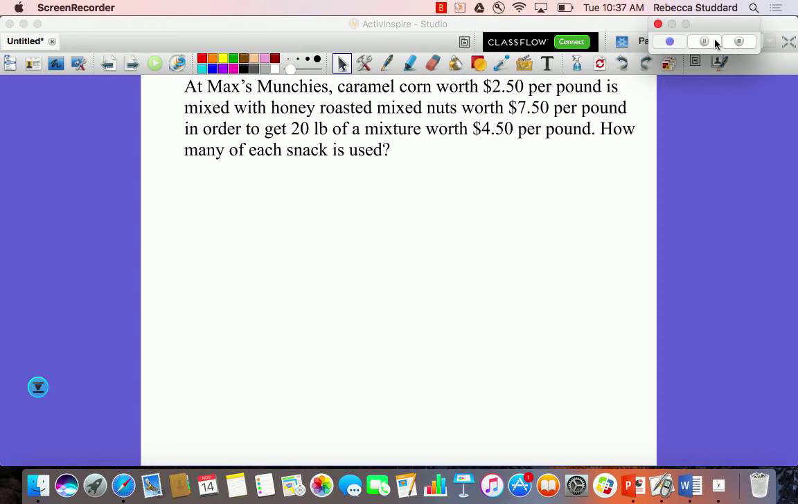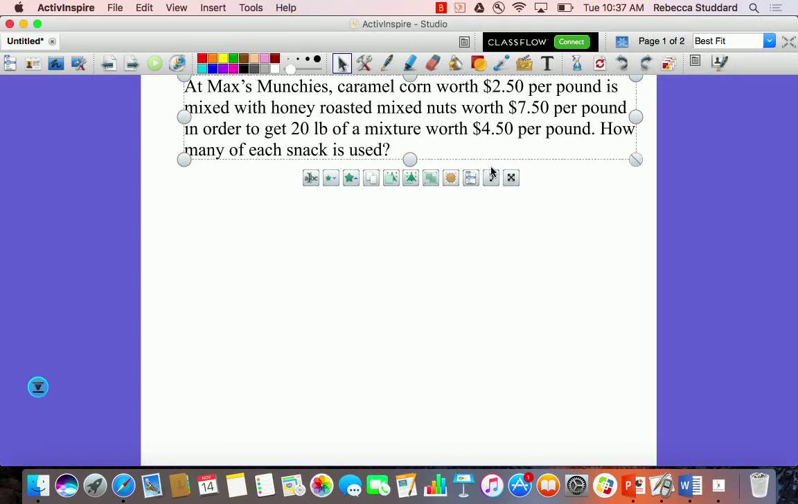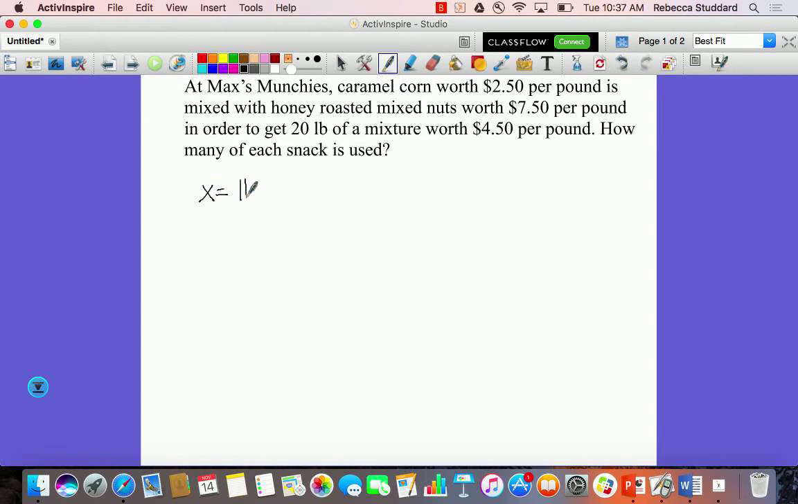Okay, now let's do this problem. So, we need to write a system of two equations. One of them is going to have to do something about the money. The other one has to do with the total number of pounds. So if we let X be the pounds of caramel corn, and we let Y be the pounds of mixed nuts, and we have a total of 20 pounds, how can I show a total of 20 pounds using X and Y?